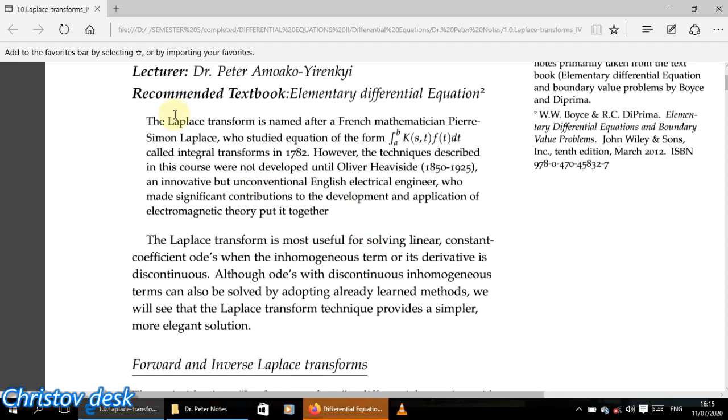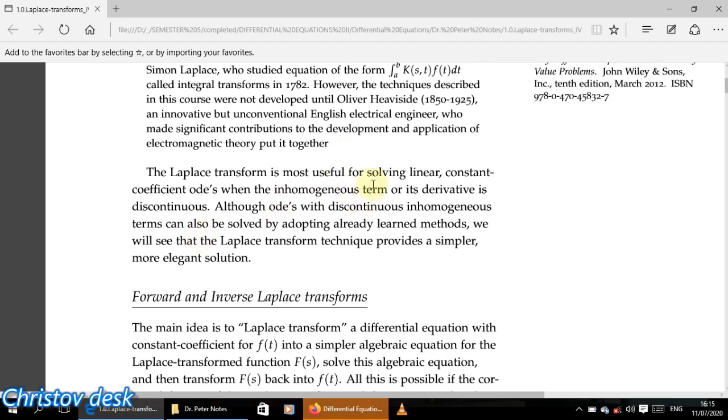So what is Laplace? The Laplace transform is named after a French mathematician, and his name is given like that. All right, so the Laplace transform is most useful for solving linear constant coefficient ODEs. So you want to solve ODEs that have constant coefficients, and when the inhomogeneous term or its derivative is discontinuous.